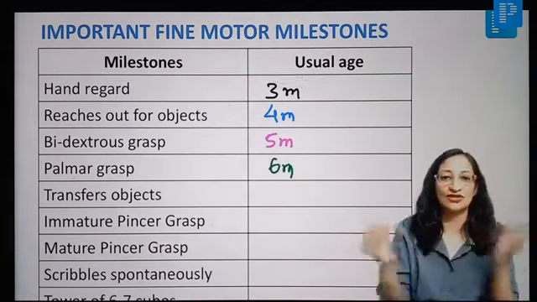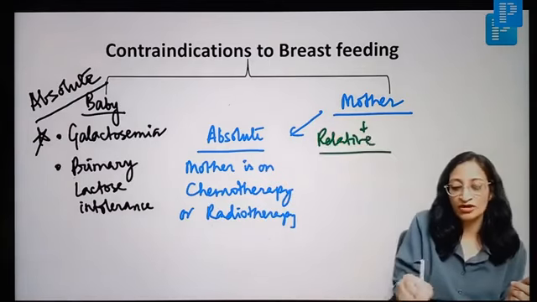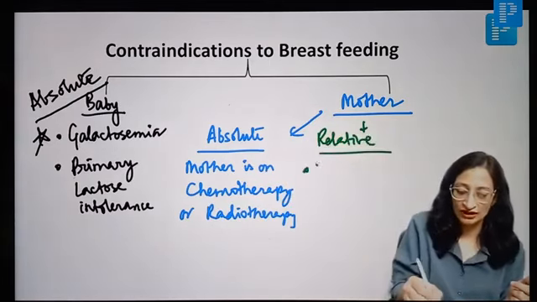Again, some absolute contraindications, some relative contraindications. Absolute contraindication related to the mother is if the mother is on chemotherapy or radiotherapy due to some malignancy, right? And relative contraindications include some infections in the mother, where you may or may not breastfeed depending on the exact situation, like maternal HIV.